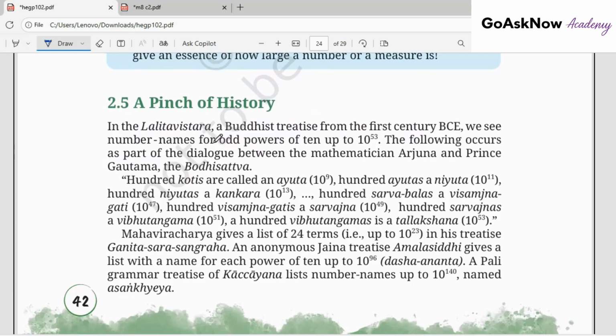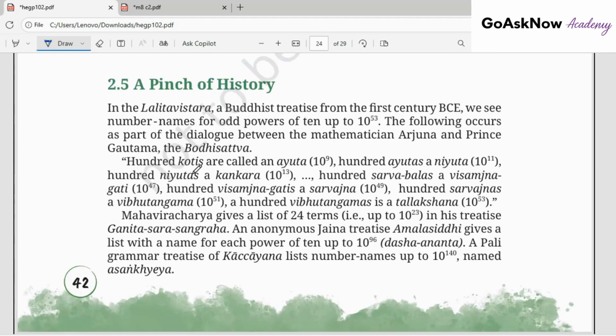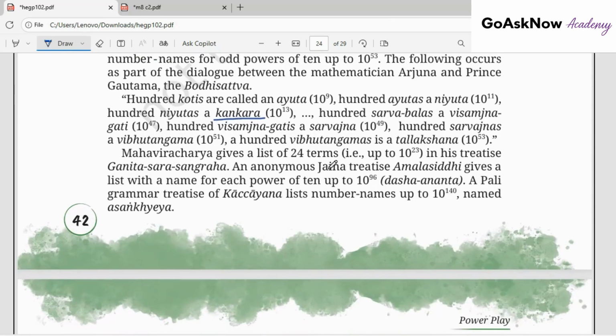In Lalitavistara, a Buddhist treatise from the 1st century BCE, we find names for odd powers of 10 up to 10 power 53. The following occurs as part of a dialogue between the mathematician Arjuna and Prince Gautama, the Bodhisattva. 100 kotis are called Ayuta, 10 power 9, 100 Ayuta are Niyuta, 10 power 11, and Kankara, 10 power 13, Sarva Bala, Vishamjna Gati, 10 power 47.